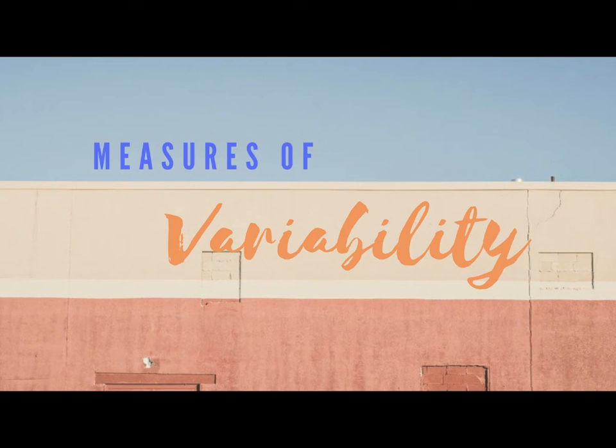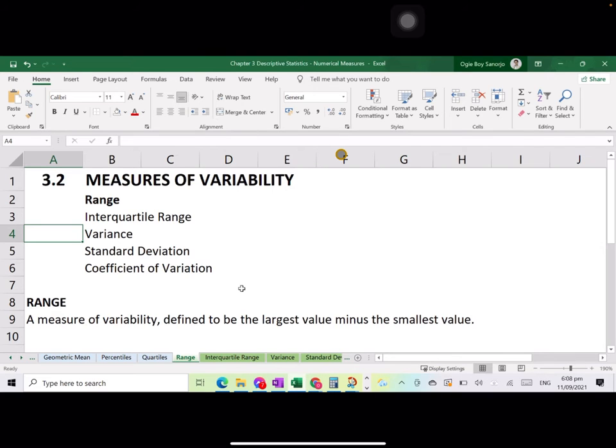Measures of variability. For the first topic of measures of variability, we have range, of course. The second one is interquartile range. The third is variance. Fourth is the standard deviation. And of course, the last topic for 3.2 measures of variability is coefficient of variation.